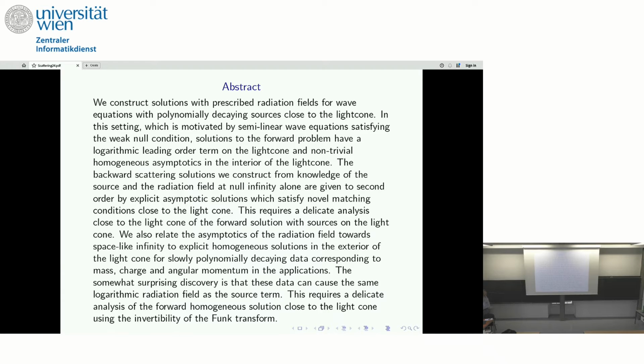And moreover, if you have compactly supported data, the solution will be 0 out here, but there's still going to be something in the interior that might look like 1 over t. That is not there for linear equations. So you have to somehow take that into account and figure out what goes on in the interior.